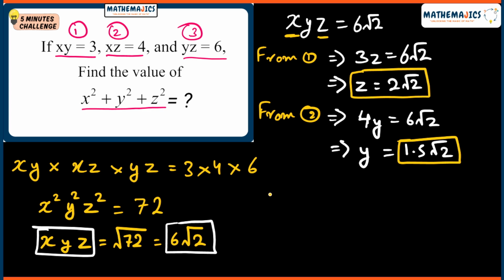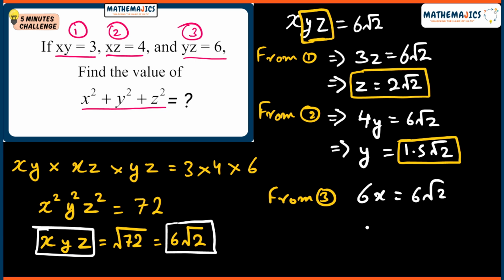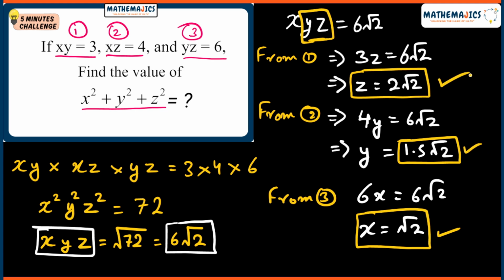Now, similarly, we will go to the third equation. From the third equation, we have the value of yz. See, the value of yz is 6. So I can substitute yz as 6. We will get 6x is equal to 6 root 2. That means x will turn out to be root 2. Correct? So we have x as root 2, y as 1.5 root 2, and z as 2 root 2.